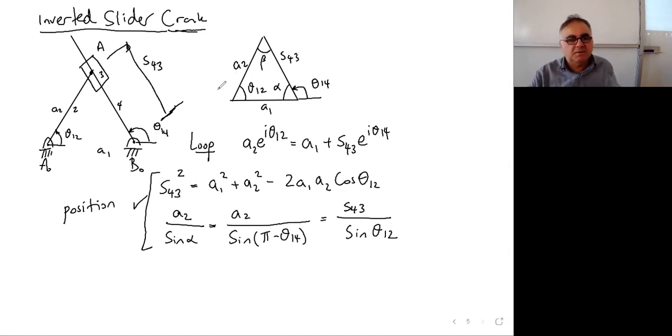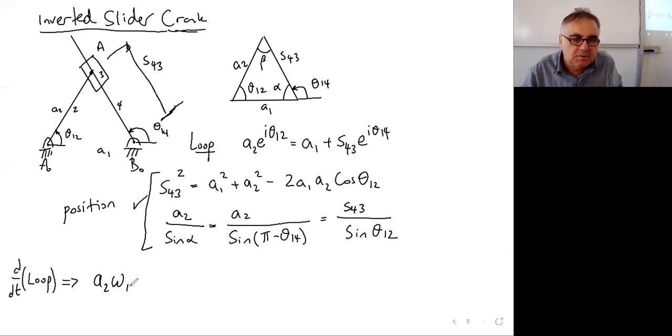Right, so you can find that angle too. Okay, so the position analysis is not a problem here. The velocity: we take the derivative of the loop equation, and we get A2 omega 1,2 e to the I theta 1,2. There's an I here.